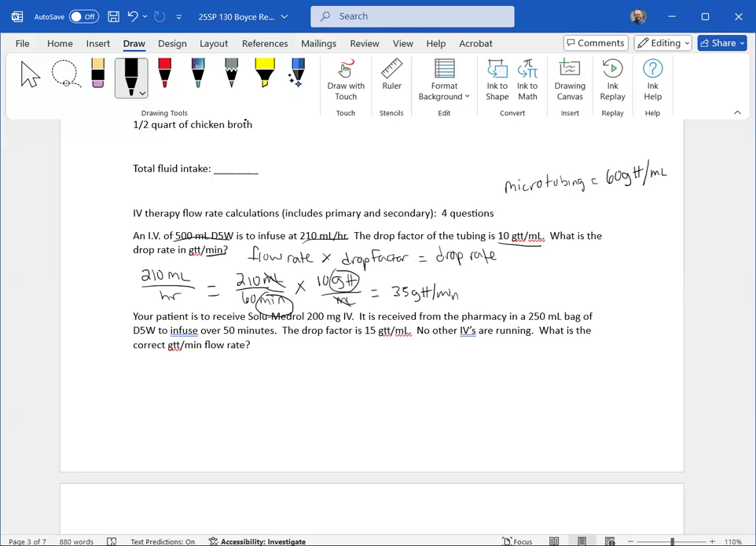So if you have an answer like, let's say, 34.7 drops per minute, you would round that up to 35. If you had 34.4 as your answer, then you would leave it at 34 drops per minute. So you would follow your rounding rules, but drops are always rounded to the nearest whole number.